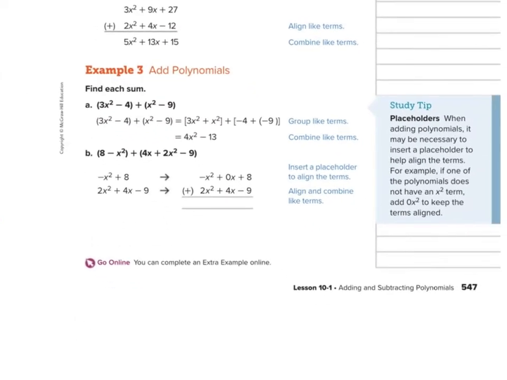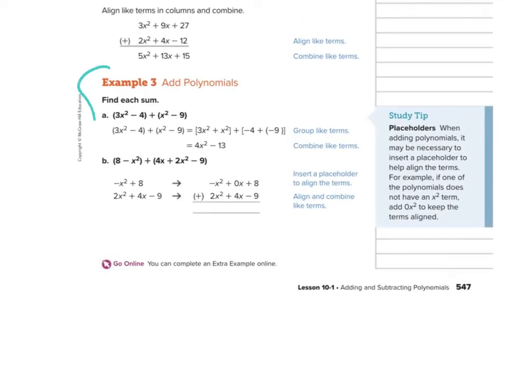Flip the page to 547. I know we skip around a lot on these, but there's a lot of stuff you guys don't need. So example 3. Do you guys see that? Yeah. Okay.